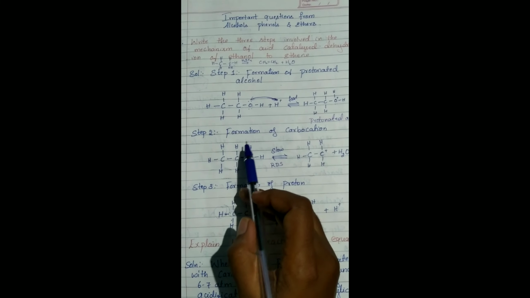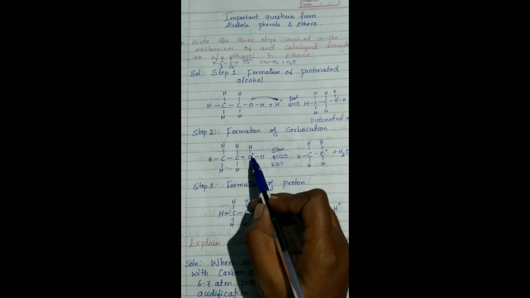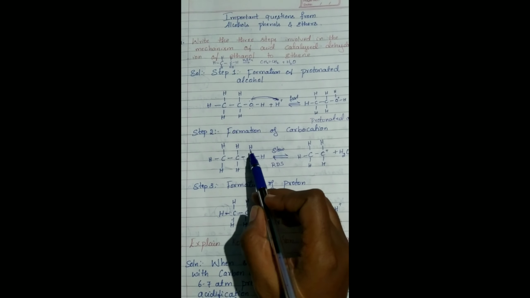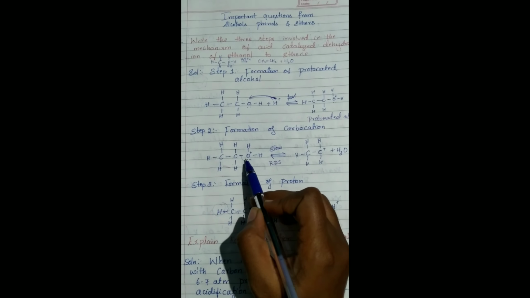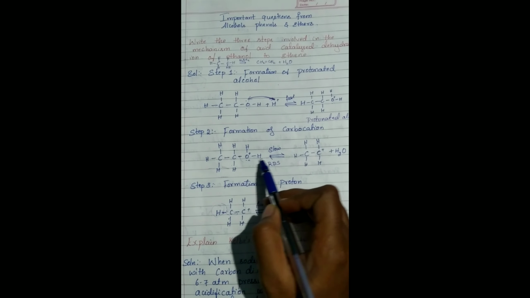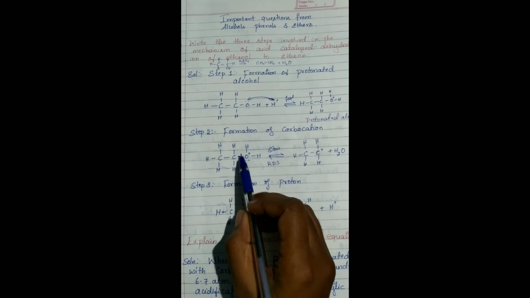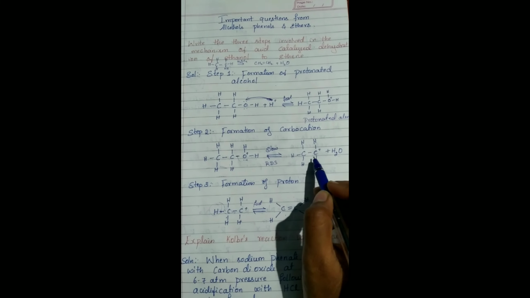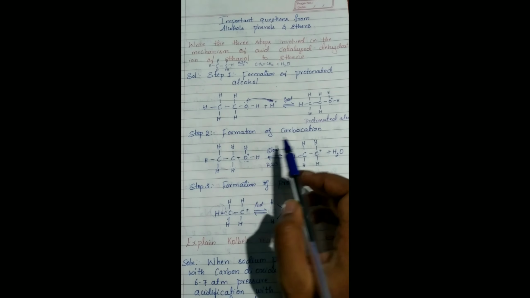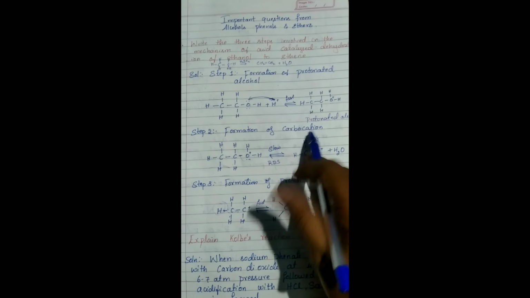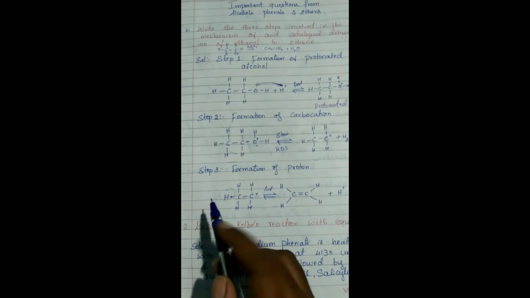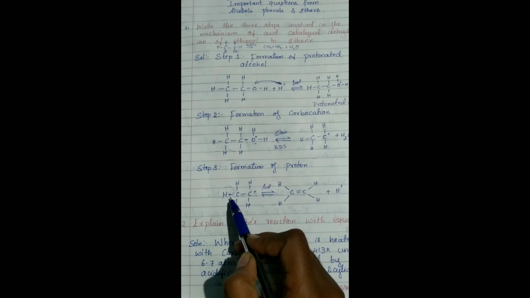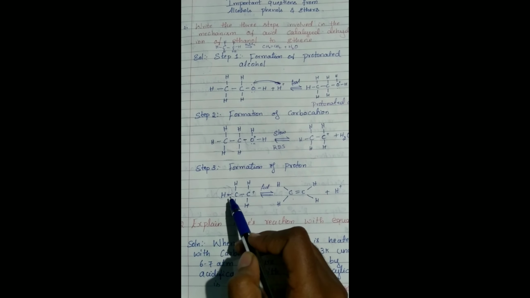After this, in the second step, oxygen cannot hold three bonds, so it will detach from the molecule and be removed as a water molecule. Because of this, a carbocation will generate on the carbon, so this step is called formation of carbocation.